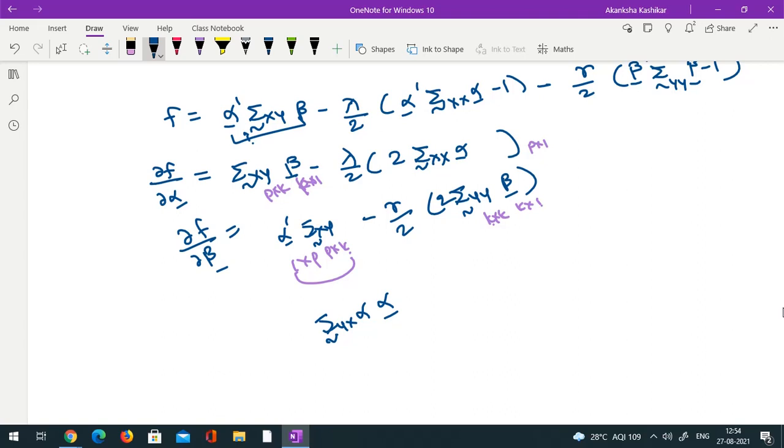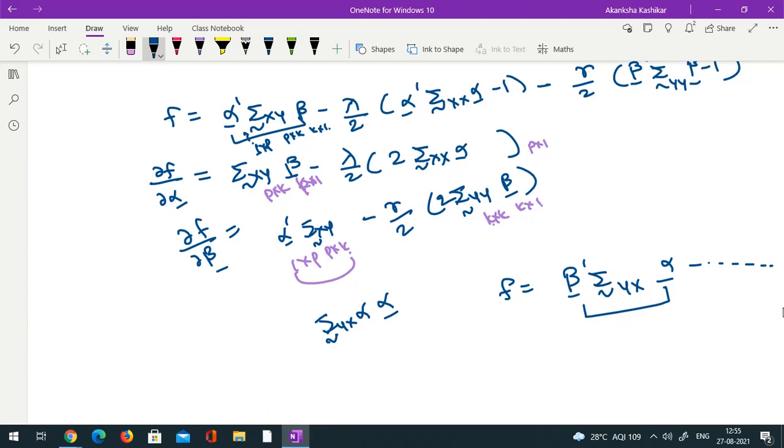My alpha prime sigma xy beta, what is the order? Alpha is 1 cross p, this is p cross k, this is k cross 1. So overall it's a scalar, 1 cross 1. So if it's a scalar, then I can take its transpose and the value won't change, because the transpose of a scalar would be the same number. So instead of this, I can write the same f as beta prime sigma xy transpose, that is sigma yx alpha, and the remaining two terms remain as they were. I am not changing anything because this is just the transpose of this quantity and both these are scalars, so they are basically the same even when you take the transpose.